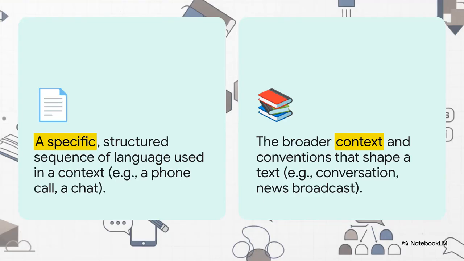Okay, here's where we get into a really important distinction, the difference between a text and a genre. A text is a specific thing, like the exact words you say when you're ordering a pizza on the phone. The genre, on the other hand, is the bigger category it fits into, like making a phone order, which has its own unwritten rules and expectations, right? TBI is all about teaching learners how to navigate both.